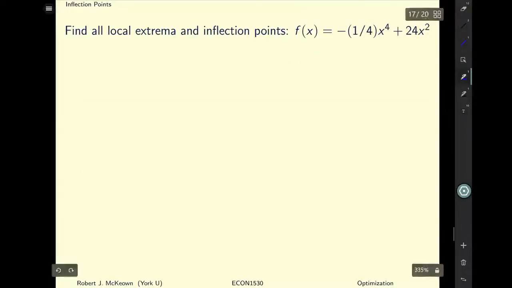Here's an example for you. See if you can find all the local extrema and inflection points given this function. Press pause on your video, work through it yourself, and when you're ready, I'll walk through a solution with you.